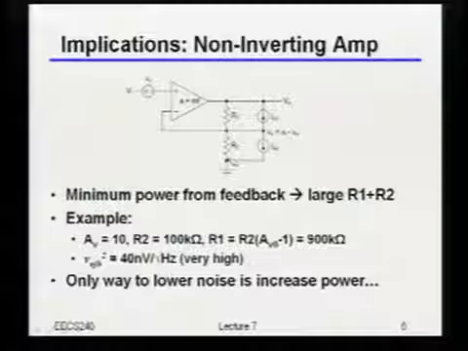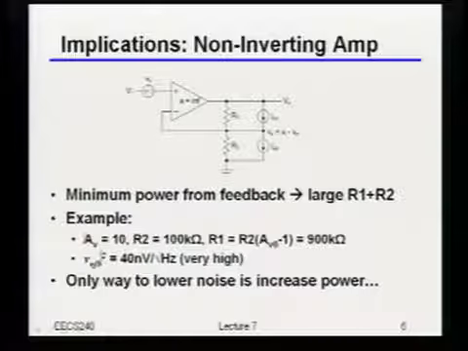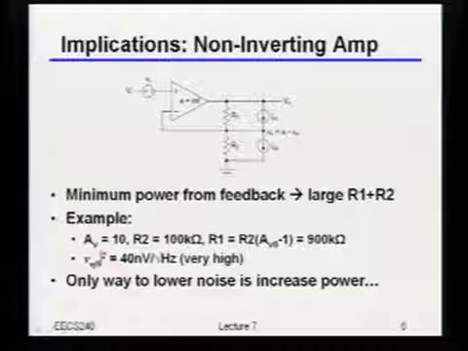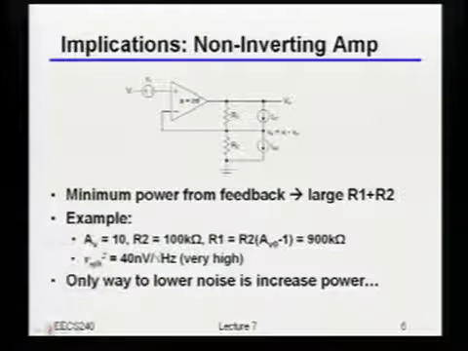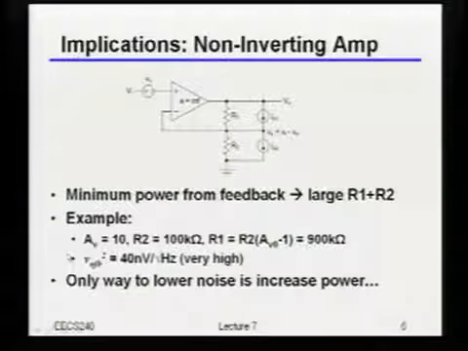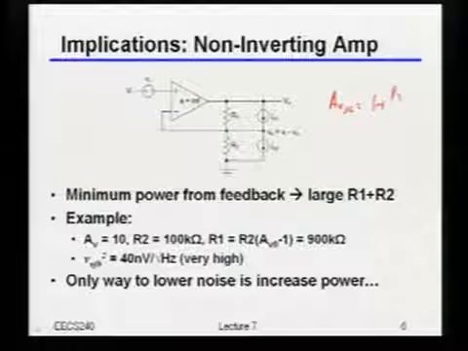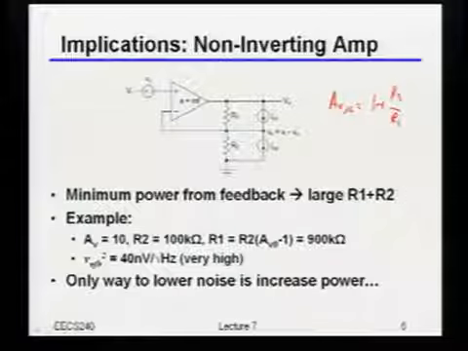So just as an example, let's say that I wanted a gain of 10. As I'm sure you all know, the closed loop gain is just 1 plus R2 over R1, right? No, did I get that wrong?